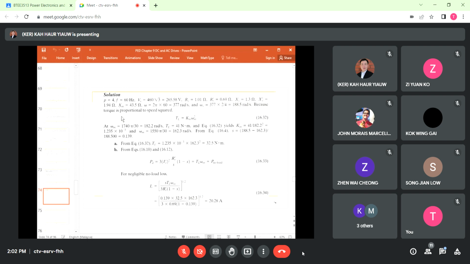Because the torque is proportional to speed squared, TL is equal to equation 32 here, which is given as Km omega m squared. So from equation 32, TL can be obtained as 32.5 Newton meter. From equations 10 and 12, the PD is equal to equation 33 here. Since the no-load loss is ignored, IR is equal to 20.28 A.